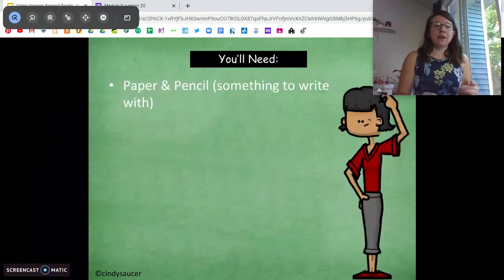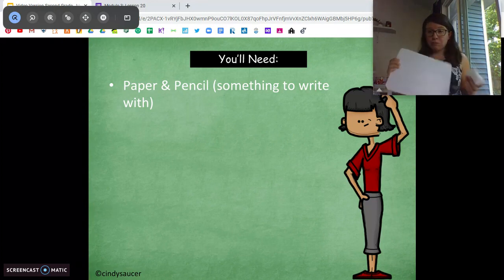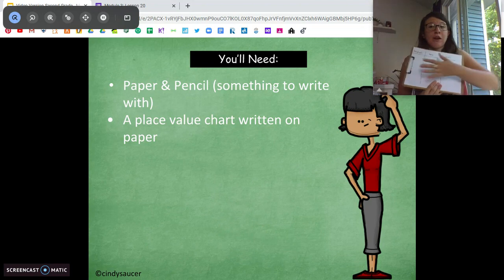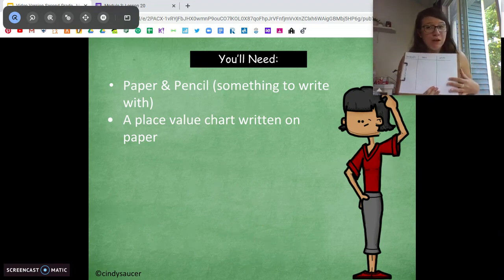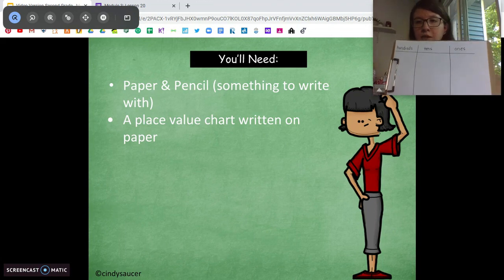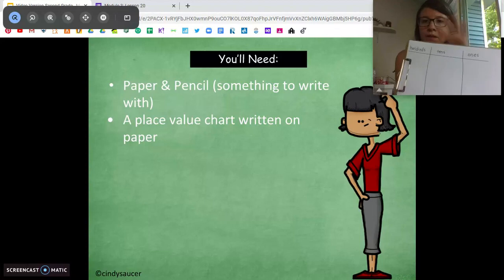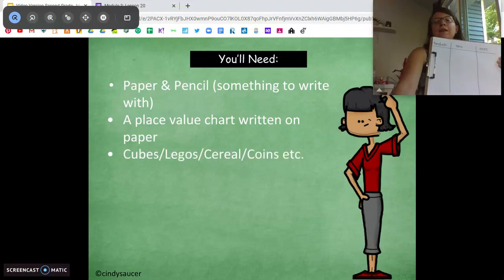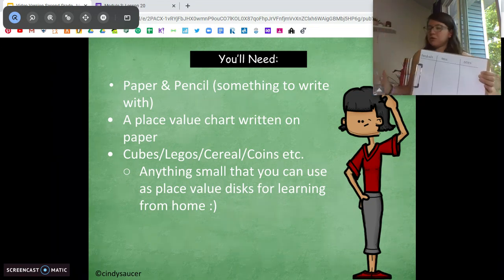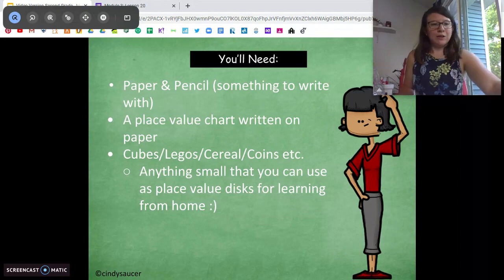So for today, you're going to need a paper and pencil, something to write with for our application problem. You also are going to need a place value chart. You might be able to use your place value chart for the application problem too. So you're just going to need one today, just like yesterday. So go ahead and either find the one you did yesterday or make a new one, 100s, 10s, ones place value chart. And then you'll also need whatever you've been using for your place value discs. So we'll go ahead, get those things ready, and come back when you are ready to go.